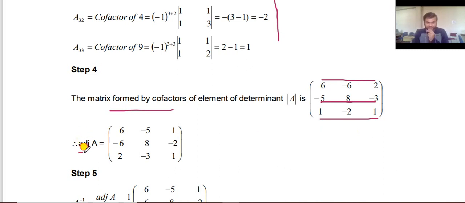Then we have to find the adjoint of A. What is the adjoint of A? We have to transpose the cofactor matrix. So 6, minus 6 and 2 is in a row, then we have to convert it into a column. Then the second row, minus 5, 8 and minus 3, is written in the second column. The third row will be converted into the third column: 1, minus 2 and 1. So this is called the adjoint of the matrix.